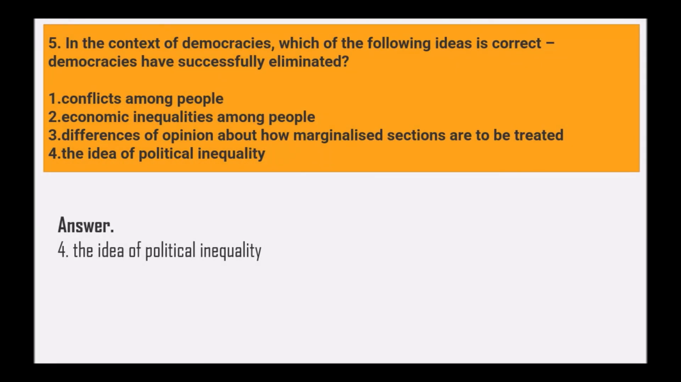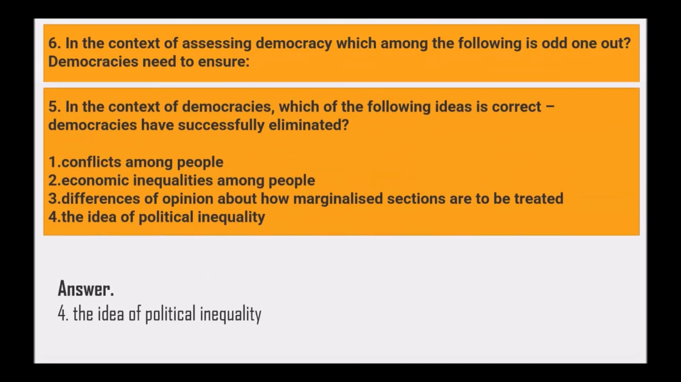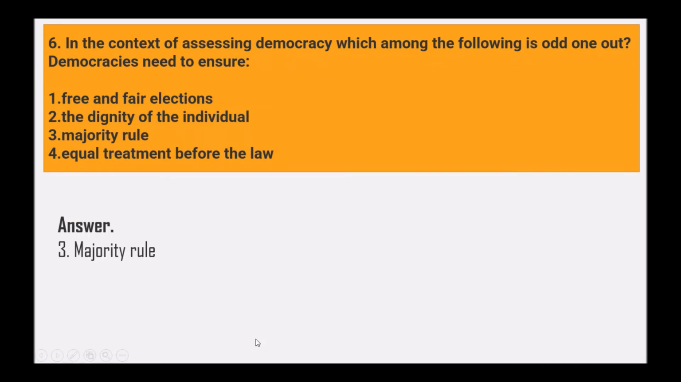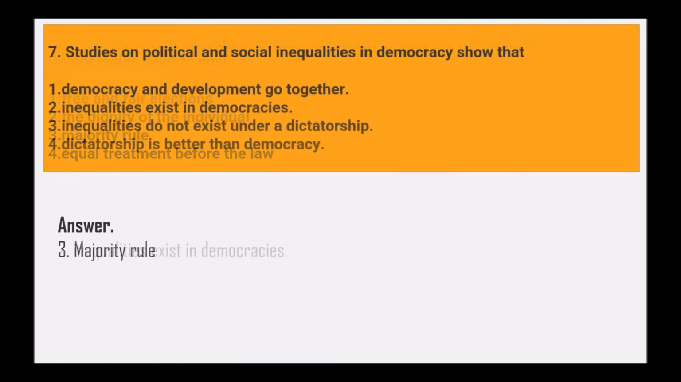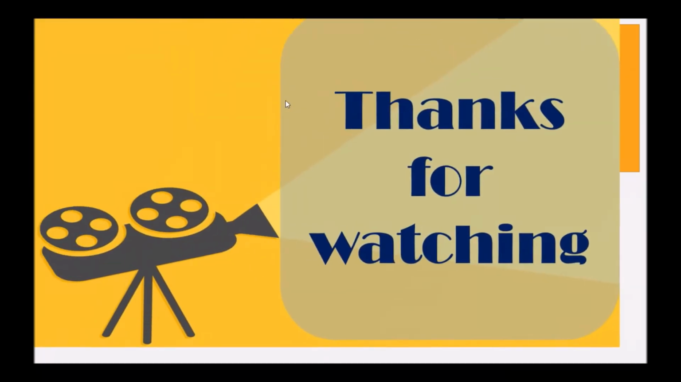In the context of democracies, which of the following ideas is correct? Democracies have successfully eliminated the idea of political inequality. In the context of assessing democracies, which among the following is the odd one out? Democracies need to ensure majority rules. Studies on political and social inequality in democracies show that inequality exists in democracies.